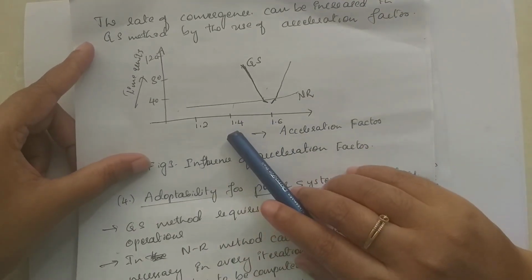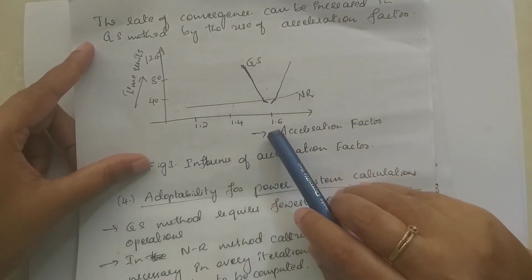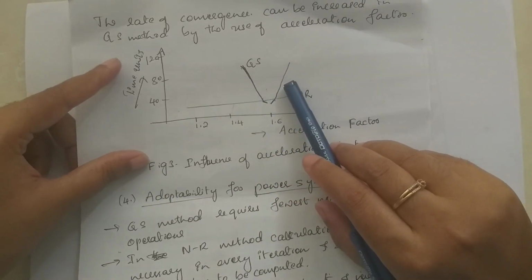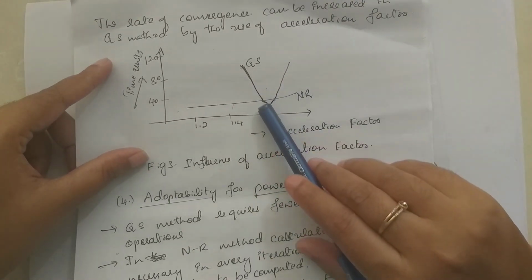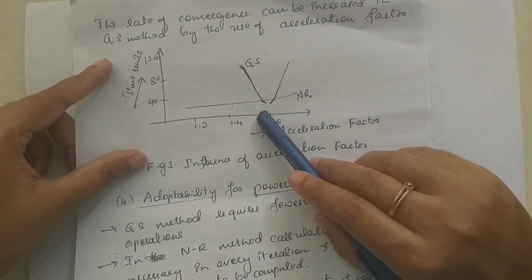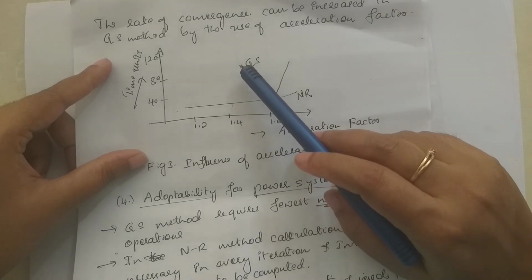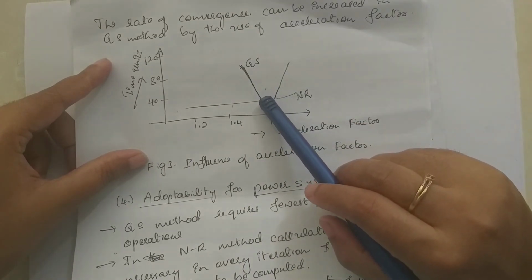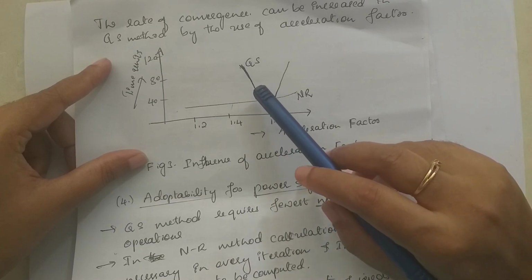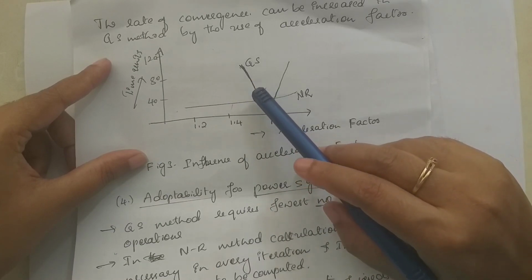The acceleration factor value is taken between 1.4 and 1.6. The graph looks like this. As the acceleration factor is multiplied, the total time of iteration gets reduced because the number of iterations gets reduced because of the convergence.